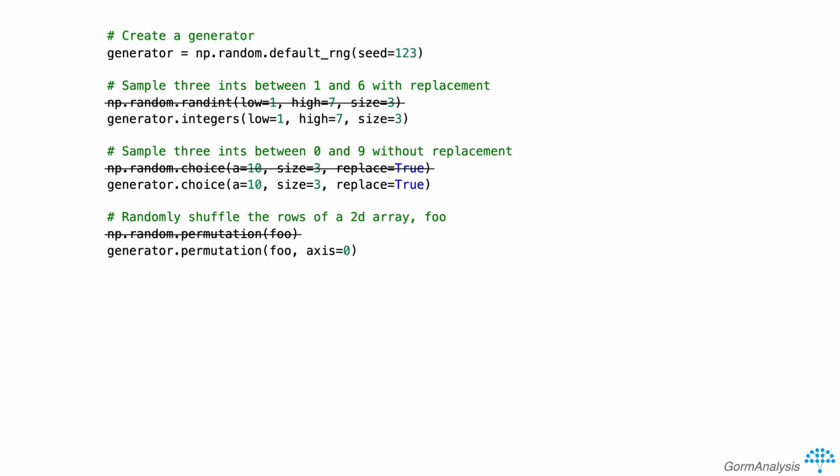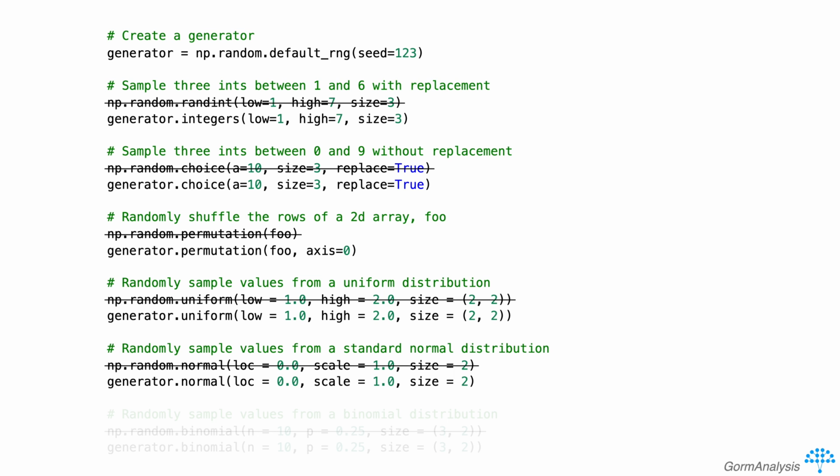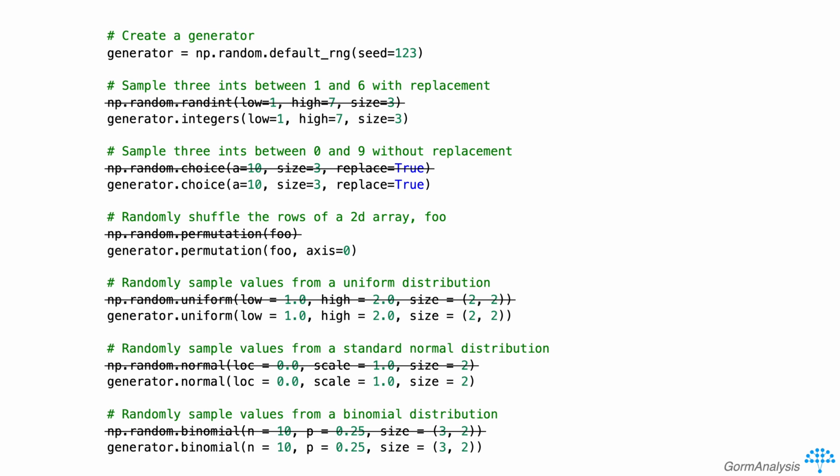And this time I actually get an axis argument. So if I wanted to, I could permute the columns of foo by setting axis equals 1. And all of the distribution sampling methods we covered earlier, like uniform, normal, and binomial, are implemented as generator methods as well.